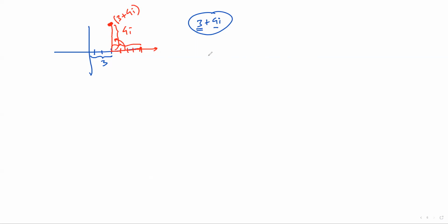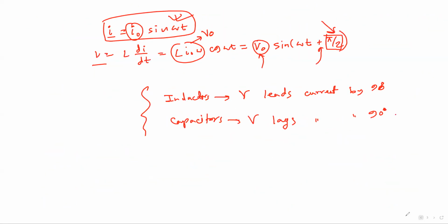So this is how we place a number. Some people prefer to think like this. We get 3 plus to the right, then 4 plus towards north to get 3 plus 4i. But the original idea is actually this. Okay, now let's get back to our physics part.